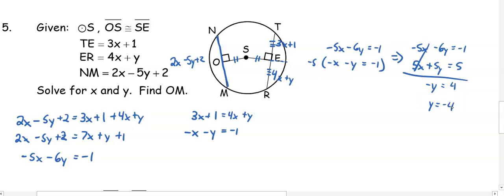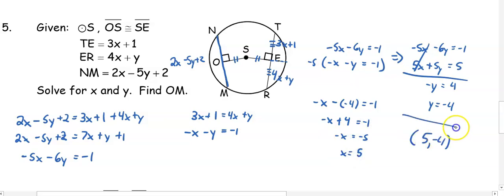And we have to substitute in to get our other value. So we have negative x minus negative 4 equals negative 1. Negative x plus 4 is equal to negative 1. Negative x equal to negative 5. So x is positive 5. So we have 5, negative 4.